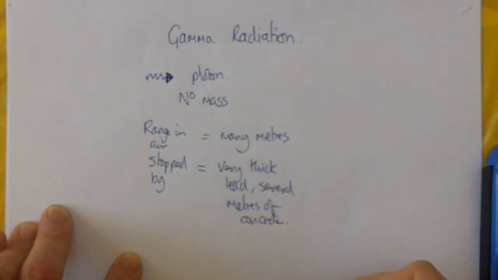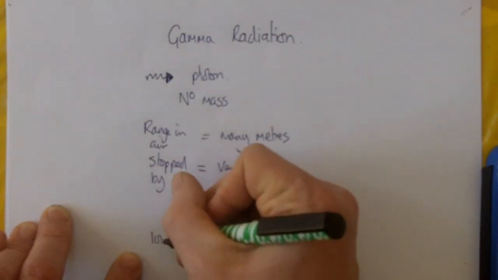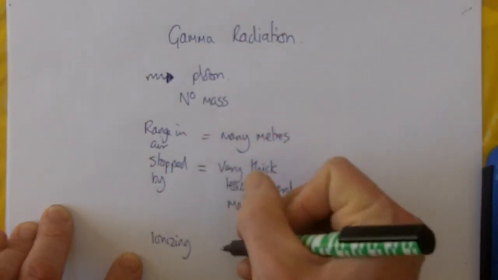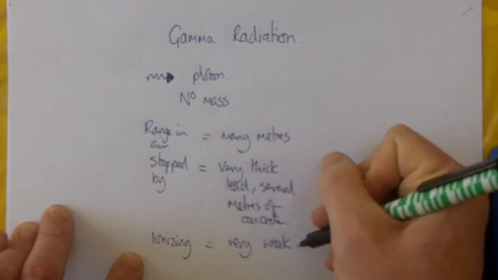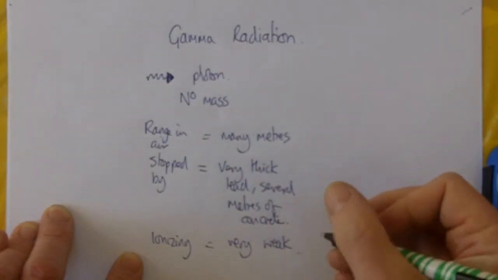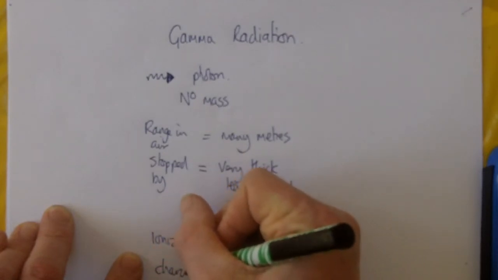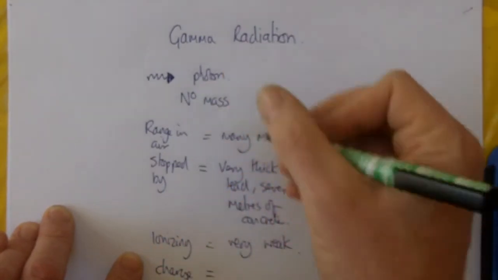Now then, their ionizing effect is actually very weak. Because they're not particles, they're not such great ionizers. And again, there's no charge at all because it's an EM radiation or a photon.